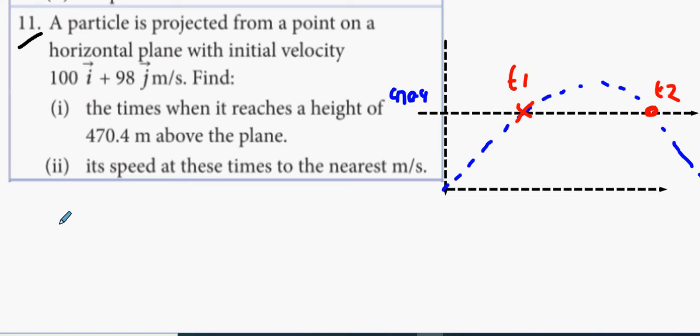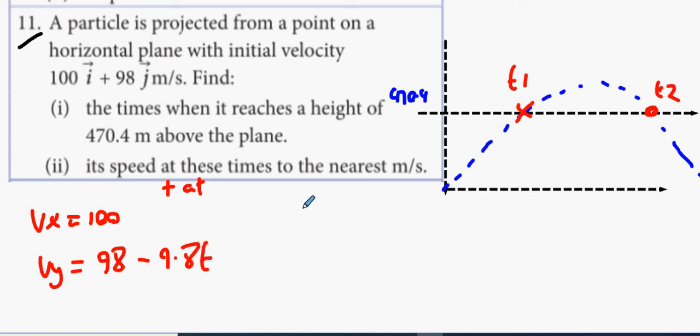So let's begin. Vx, everybody. What is it? 100, no acceleration behind it. Vy: 98, but you're fighting gravity. So plus at, but this time it's minus 9.8t. All right, Sx. Lob a t onto the end. It's 100 multiplied by the time you're traveling at that velocity. No acceleration.